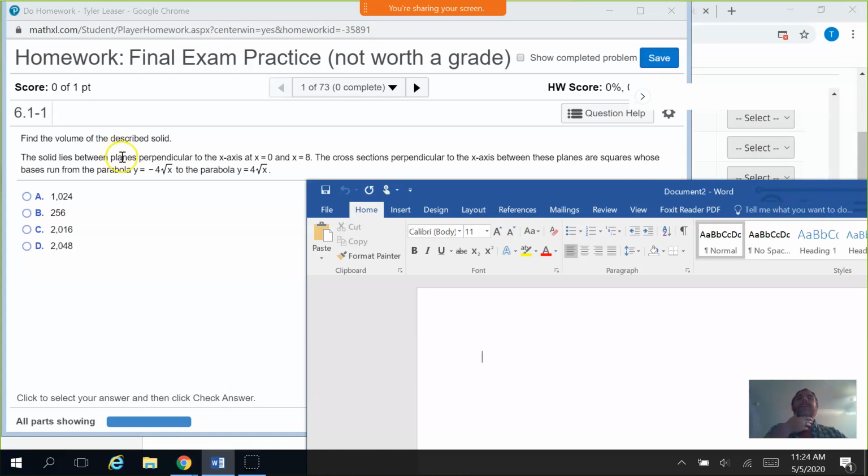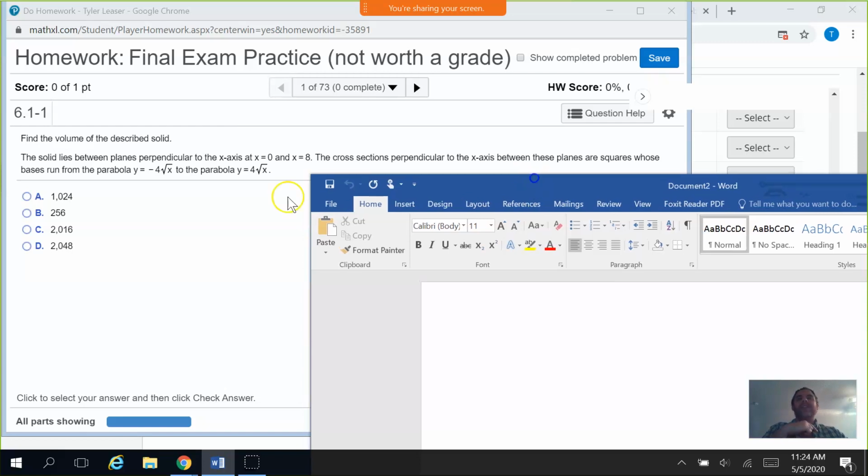This was the first kind of problems we did back in chapter 6. Remember that the first couple of sections in chapter 6 were all about finding volumes. There was this way of finding volumes where we had solids created by planes, and then we also had solids that were created by rotation. So we'll look at some of those today.